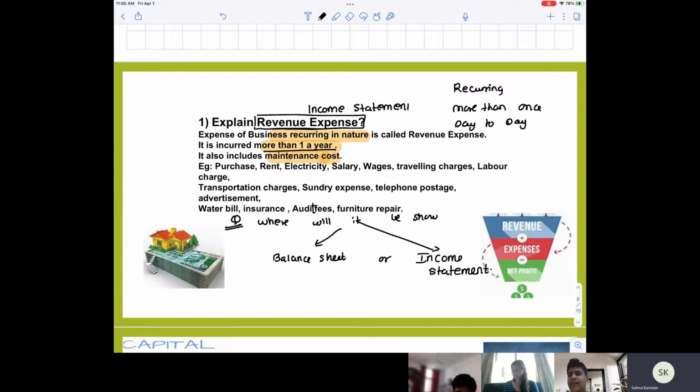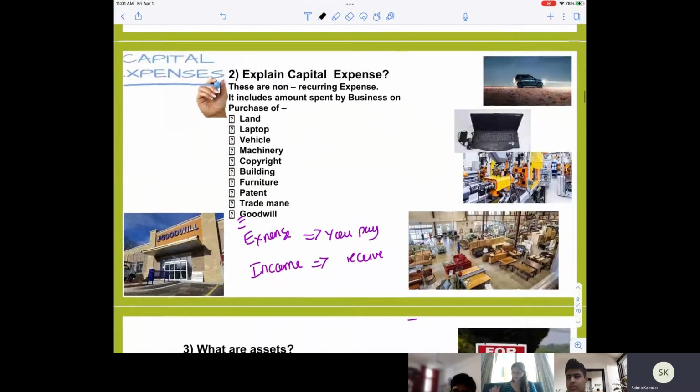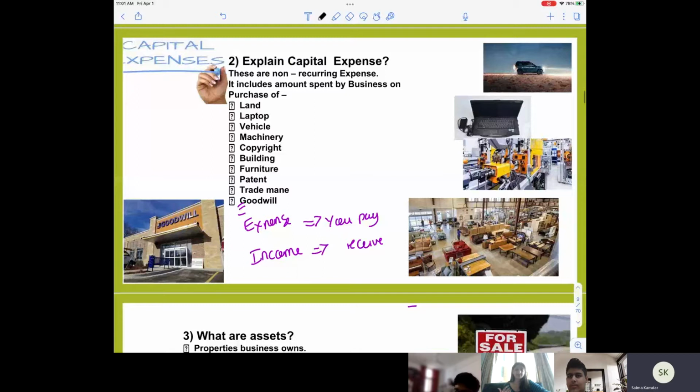They happen day to day, they are recurring, and they happen more than once. Recurring, more than once, day to day. Again, tell me. Recurring, more than once, day to day. Okay. Where is it shown? Income statement. What balance do they have? Debit. Debit balance. Okay. What do you mean by a capital expenditure?